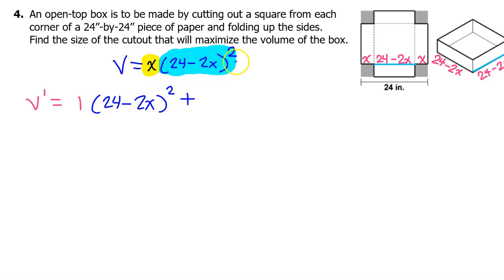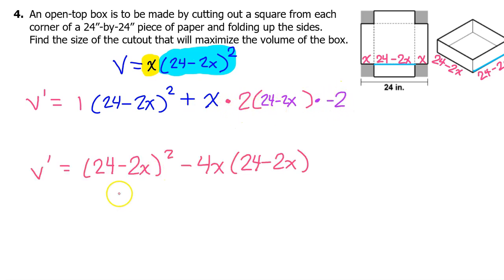Then we go through it again. The second time through, we leave the yellow function unchanged, and we take the derivative of the blue function. This is going to require the chain rule. So the derivative of the outer function is this, and the inner function is 24 minus 2x. But then the chain rule demands that we multiply by the derivative of this inner function, which is negative 2. Let's simplify this a little bit. Multiplying the x and the 2 and the negative 2, we get negative 4x in the front.